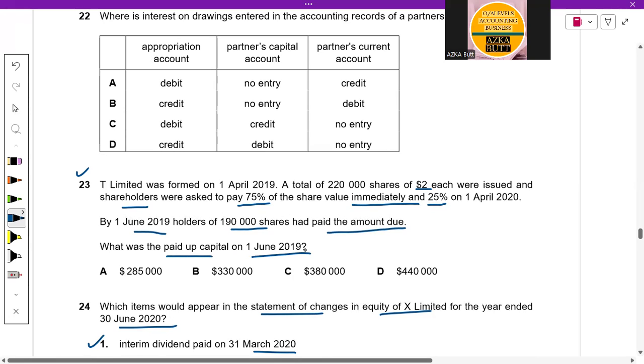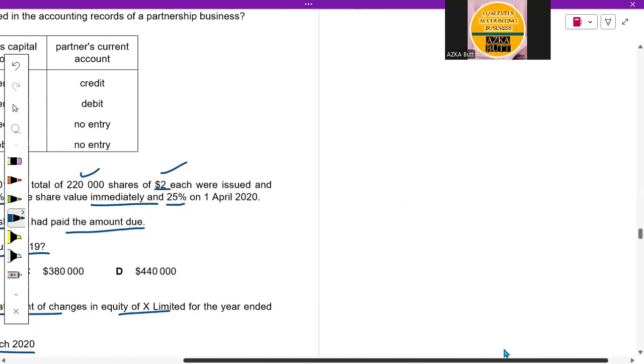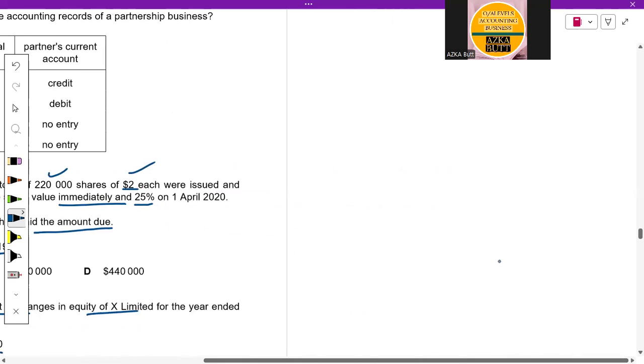Okay. So total issued shares was 220,000, and share value was $2 per share each. Amount required to be paid immediately 75% of the share value, and by 1 June 2019, holders of 190,000 shares had paid the amount due. So first of all, let's calculate immediate payment per share. So shareholders were required to pay 75% of the $2 share value immediately. So it means that how much they have to pay.